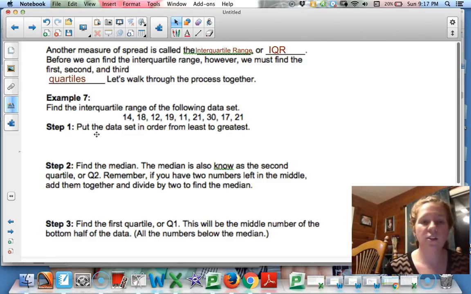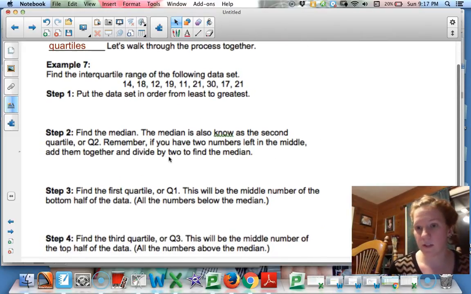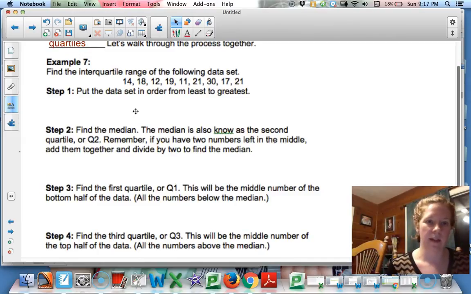I'm going to talk to you about what those are, and I gave you an example, and we're just going to step through it because there's kind of a lot of steps, but I think you'll find that you remember these. You use the interquartile range a lot when you're dealing with box and whisker plots, which is something we're going to talk about later in the unit. So, step one, as always, put the values in order from least to greatest.